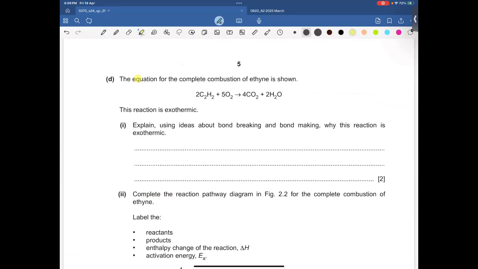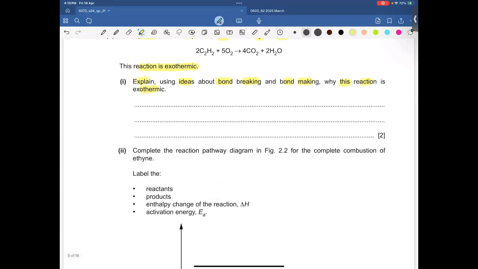The equation for the complete combustion of ethyne is shown. So on complete combustion, carbon dioxide and water are given out. The forward reaction is exothermic. Use ideas about bond breaking and bond making. Why is this reaction exothermic?